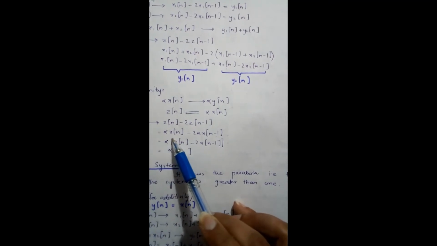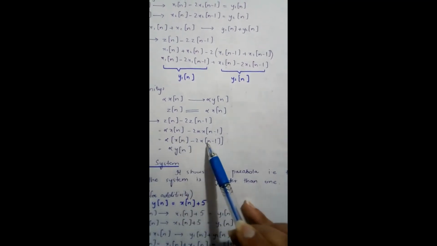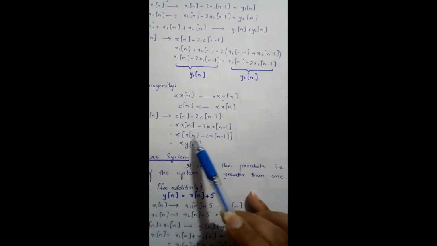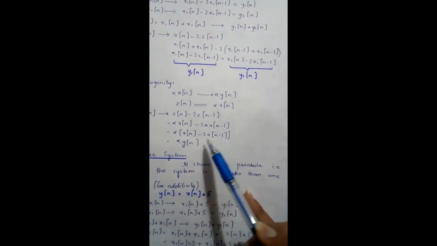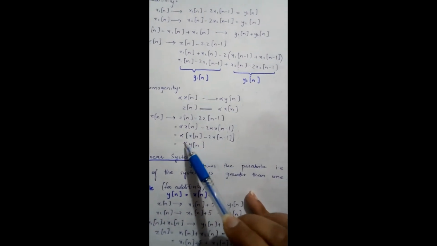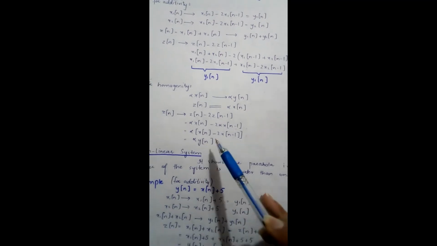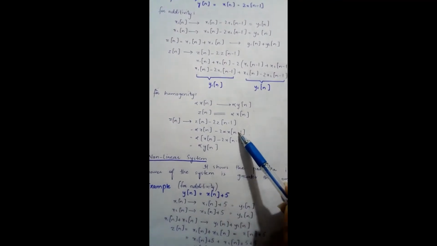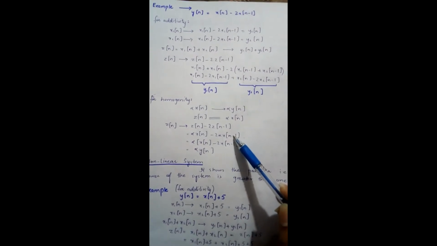Alpha is taken common by x of n minus 2 of x of n minus 1. So basically this is equal to what? Y of n. Alpha y of n. So it shows the system also contains the homogeneous property. So it is a linear system.